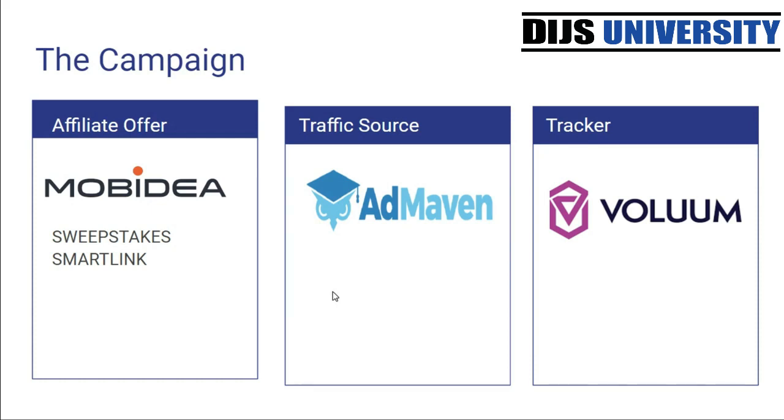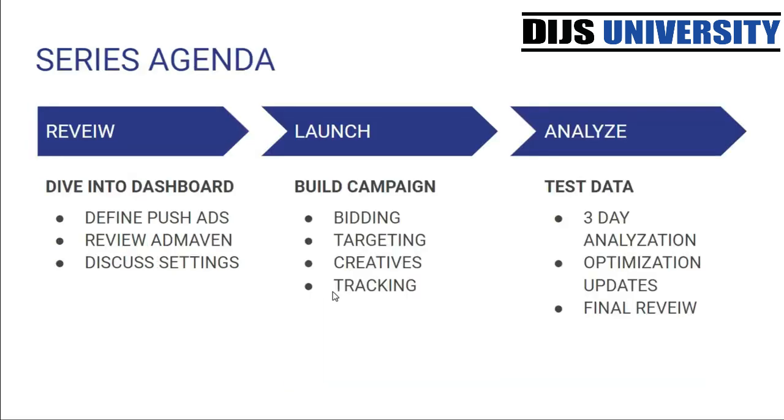So the affiliate offer is going to be from Mobidea. And again, the traffic source is AdMaven, and the link tracker we're going to use is Voluum. However, I did make sure I chose platforms where you are able to track the conversions directly in the platform. So you can track your links and your offers directly in Mobidea. You can track your conversions directly in AdMaven as well. So we'll go through all of those steps in this series.